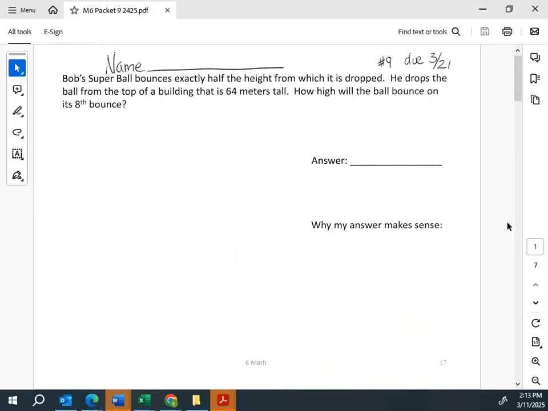Our next page is the page that I sent through to be copied, and the copier messed up when it was doing the copies. So the next page is actually the last page of your packet.